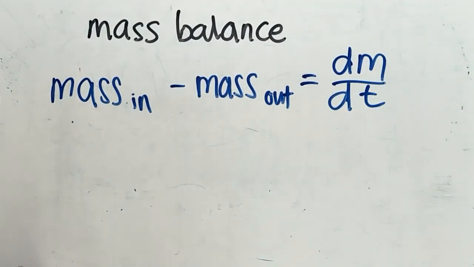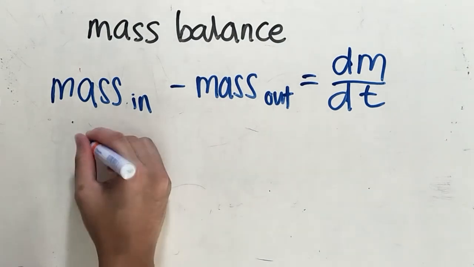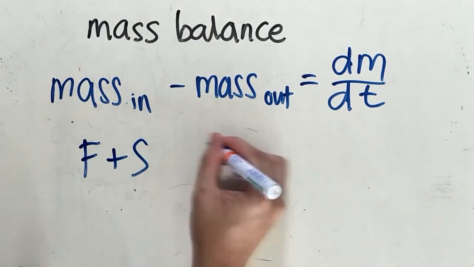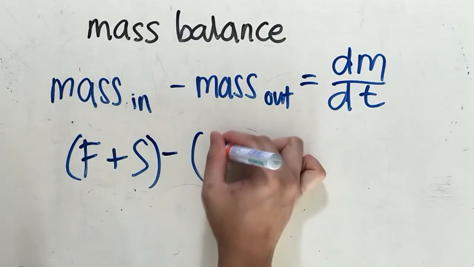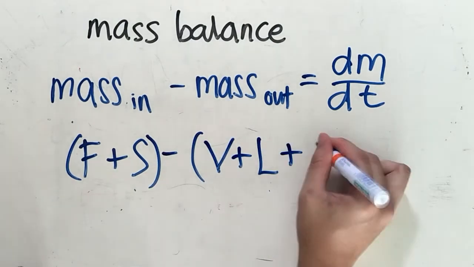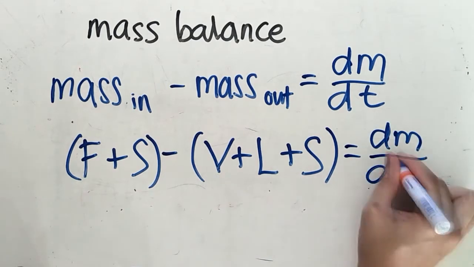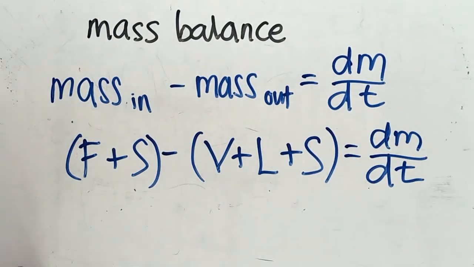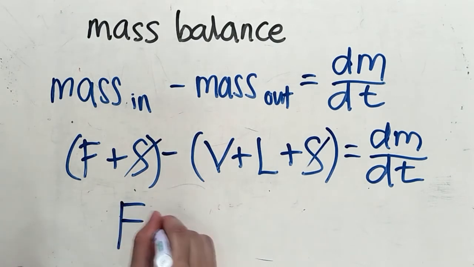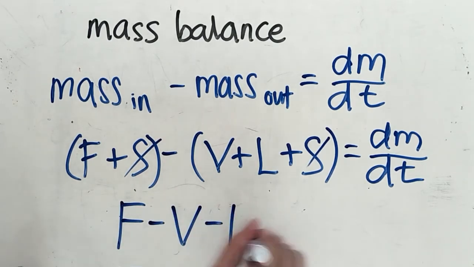Mass going in includes feed F, which is dilute orange juice, and saturated steam S, while mass going out includes vapor V, product L, which is concentrated juice, and condensed steam S. Substituting that into our equation, we get F plus S minus V minus L minus S equal to change in mass of the system over time. The amount of steam entering and leaving the evaporator is the same, so our balance simplifies to F minus V minus L equal to change in mass of the system over time.